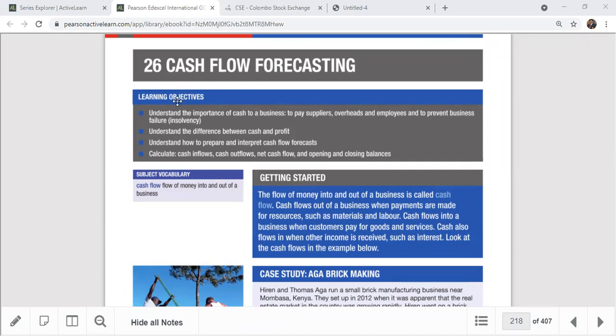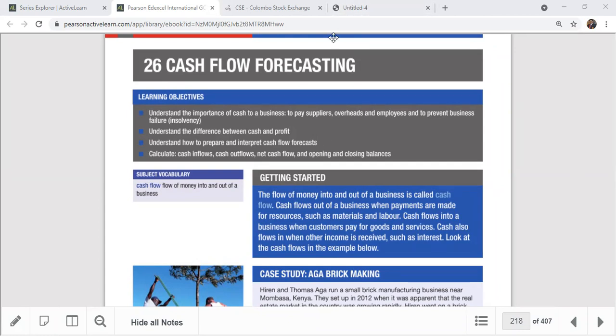So we are going to understand the importance of cash flow for a business organization first of all, and we are going to find out the difference between cash and profit, and the interpretation of the cash flow forecast, the preparation and interpretation part. We are not going into very hard questions in cash flow accounting, but here we are going to interpret the cash flow forecast in the business organization.